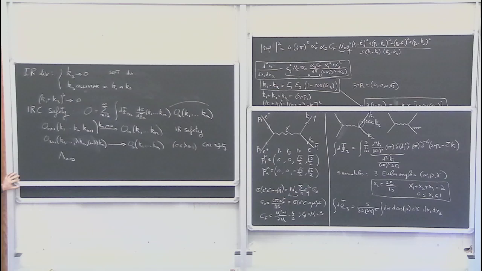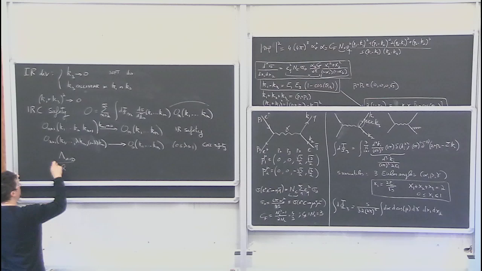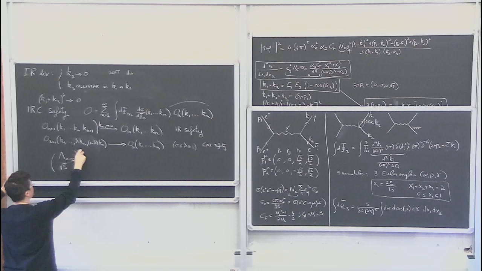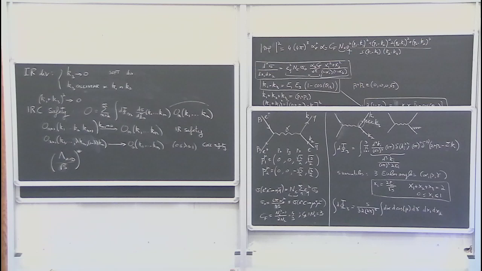If you are not infrared and collinear safe, corrections can be of order 1 or dominant. If you have something which is infrared and collinear safe, typically the non-perturbative corrections would go like some power of lambda QCD over, in e+ e- collisions, square root of s. In generic cases, it's whatever hard scale you have in the problem. But typically this more or less guarantees that at the end of the day, your non-perturbative corrections are just power suppressed instead of being of order 1.